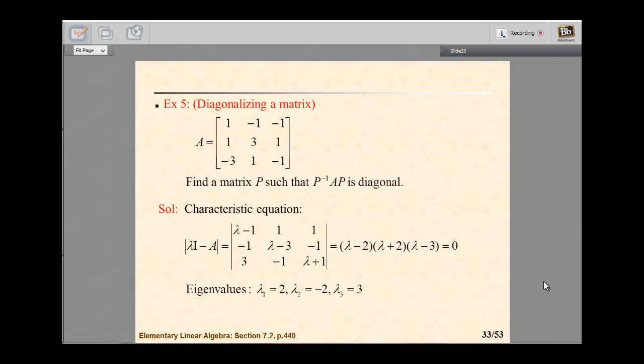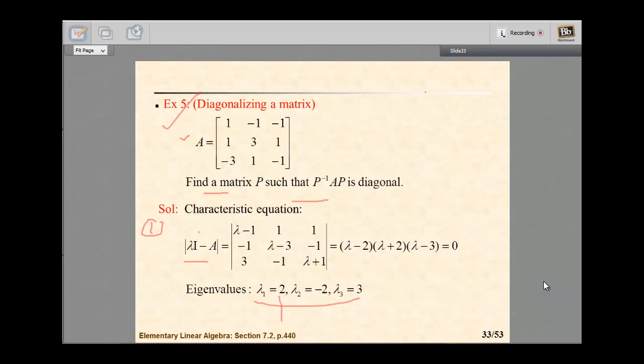So these are the same steps. Some more questions are there from diagonalizing a matrix. Here again there is a 3 by 3 matrix, and we find the matrix P such that P inverse AP is diagonal. The same steps apply. Step number 1 is to find the eigenvalues. To find the eigenvalues, we write the characteristic equation, that is determinant of lambda I minus A equals 0. Hence the eigenvalues will be like this.